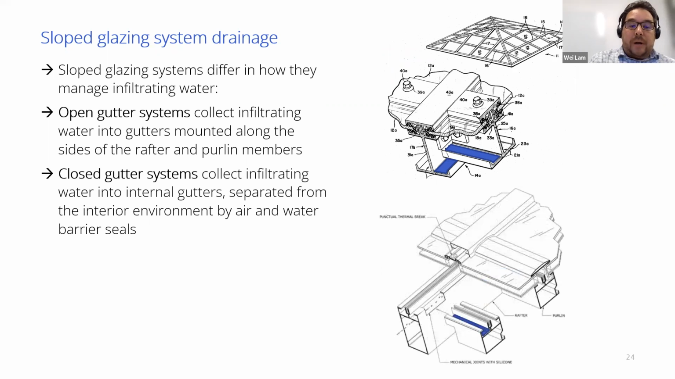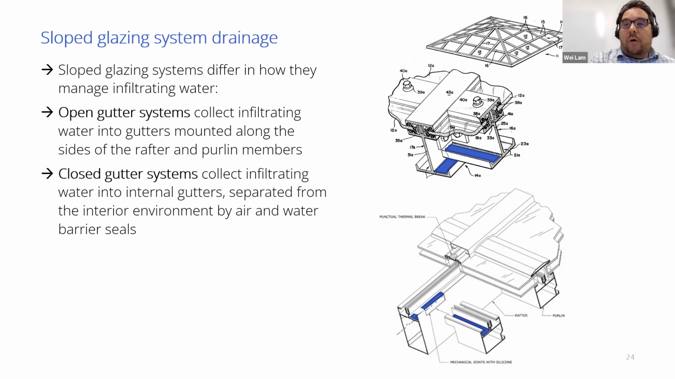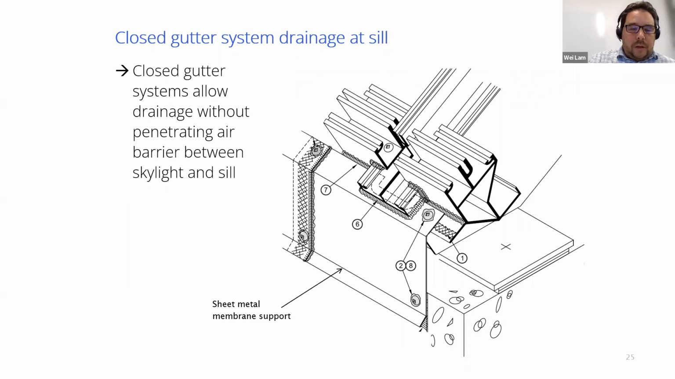provide drainage within the glazing pockets, if you will, right? So in the purlins, this is sort of contained between the purlin and the glass line. So we consider this a closed gutter system. That water is not exposed or have any pathway to the interior. It's directed to channels within the rafter that direct it down and out of the system. And if properly detailed, those spaces, those volumes should never, quote unquote, see the inside. And this is a very effective way of draining and managing both water and condensation in slope glazing systems. So closed gutter systems allow drainage without penetrating the air barrier between the skylight and sill.